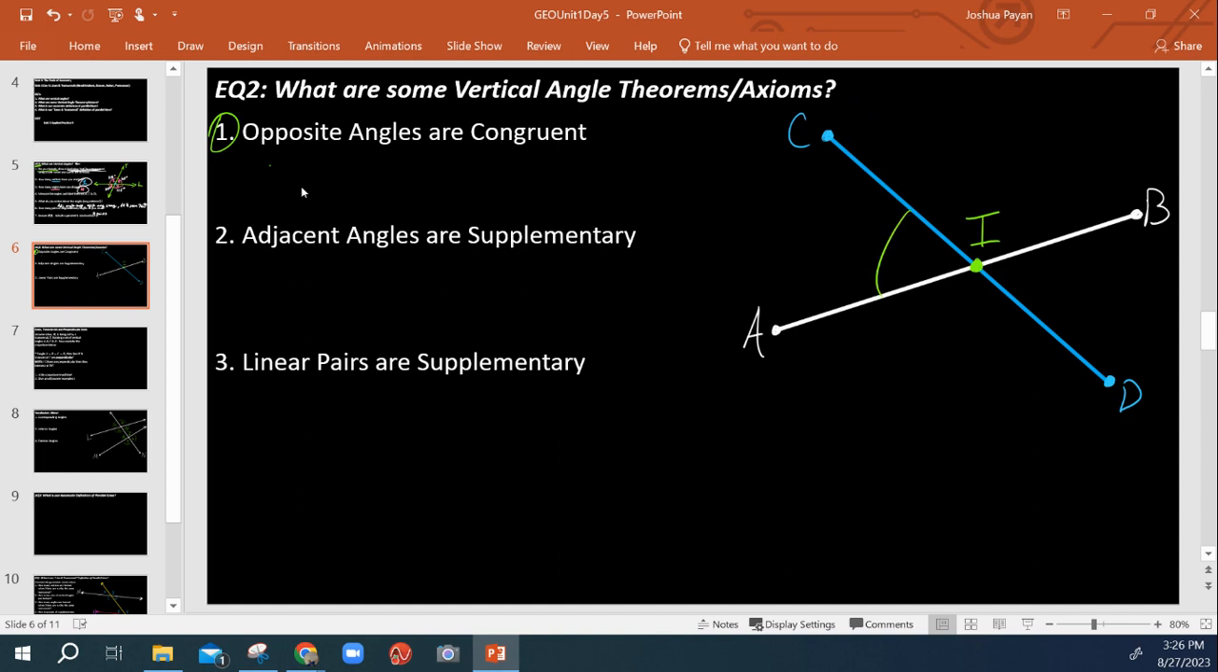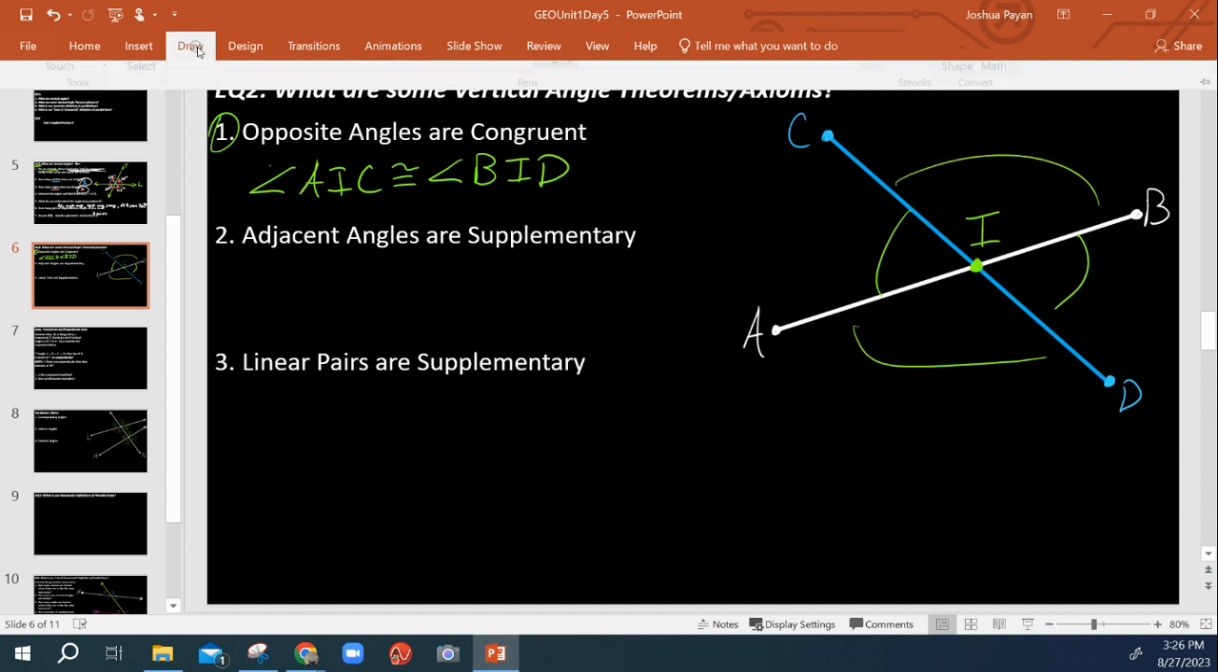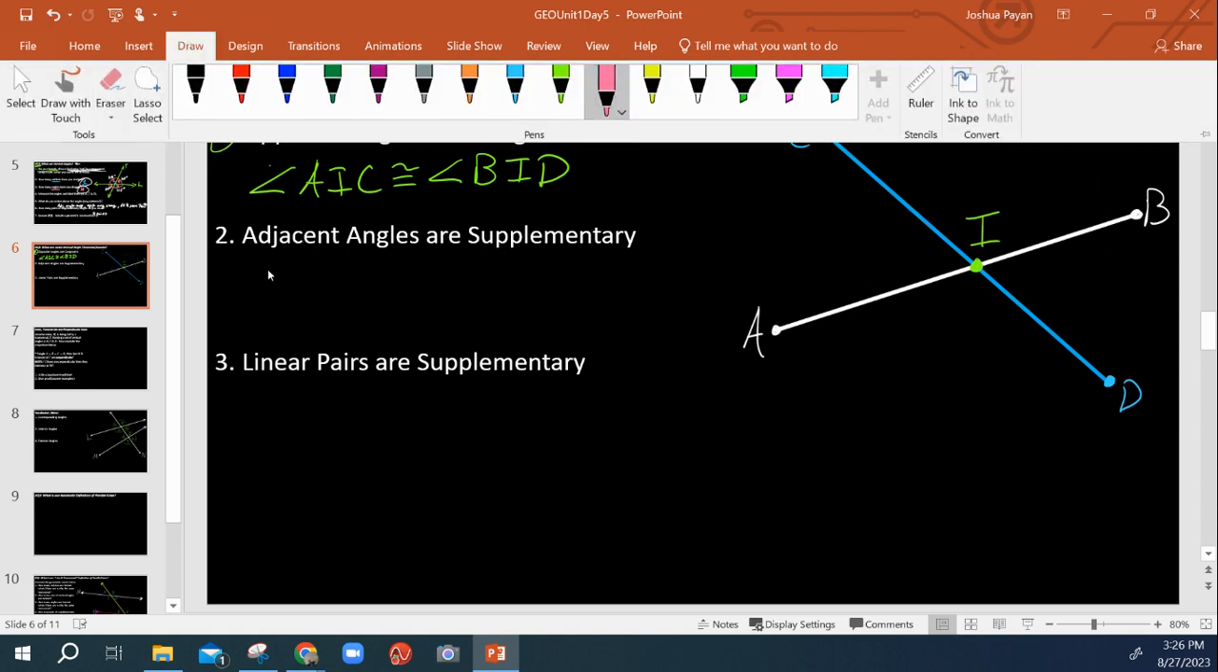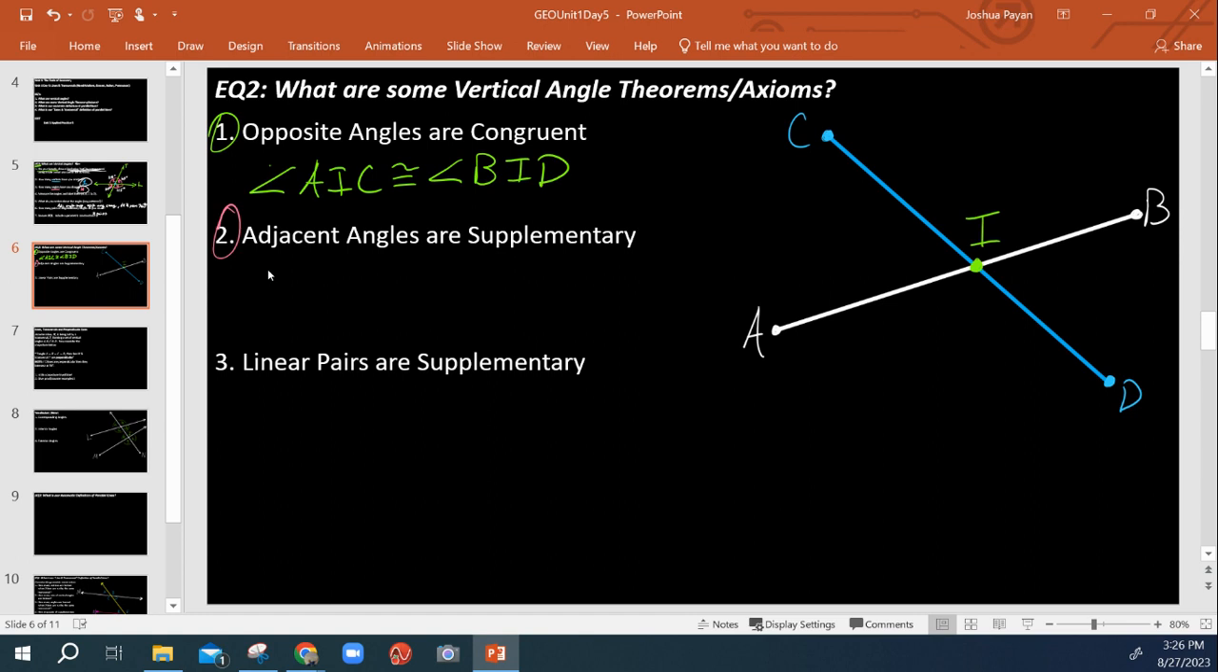So for example, angle AIC, try to make that not look like a less than symbol. But AIC and BID are absolutely congruent, right? And we can say the same thing about CIB and AID, right? Opposite angles will always be congruent. Okay, now right here, adjacent angles are going to be supplementary. So this also is axiomatic.